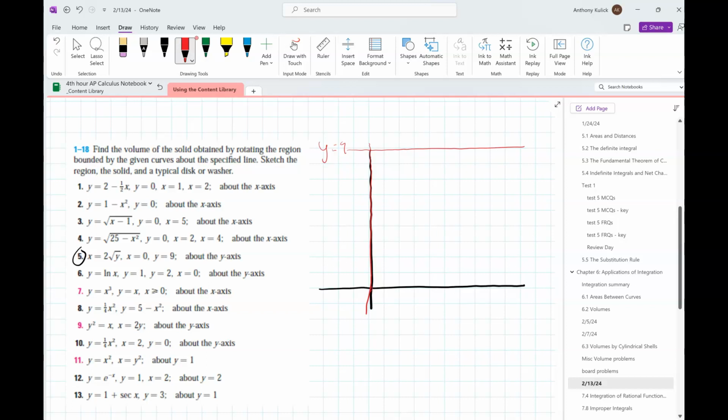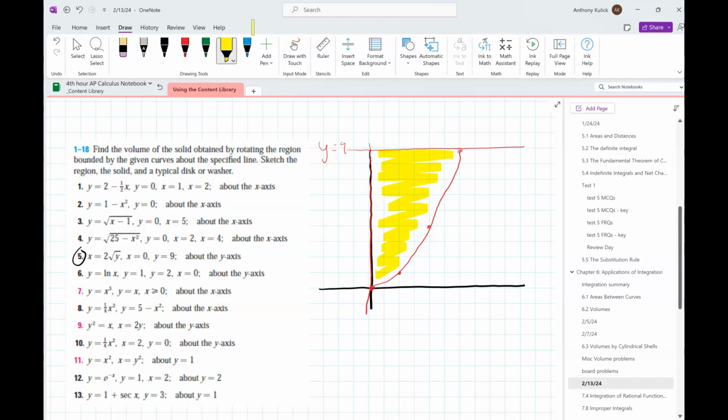So I'm just going to pick some values of y and find the corresponding x's. When y is 0, x is 0. When y is 1, x is 2. When y is 4, x is 4. When y is 9, x is 6. So 1, 2, 3, 4, 5, 6. So it's doing like that, and our shaded region is there.